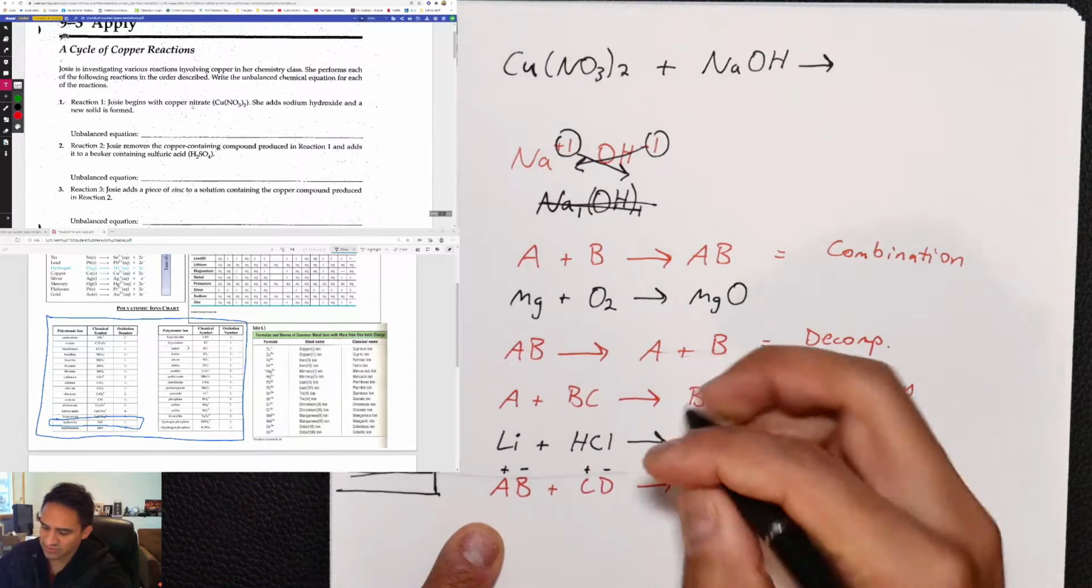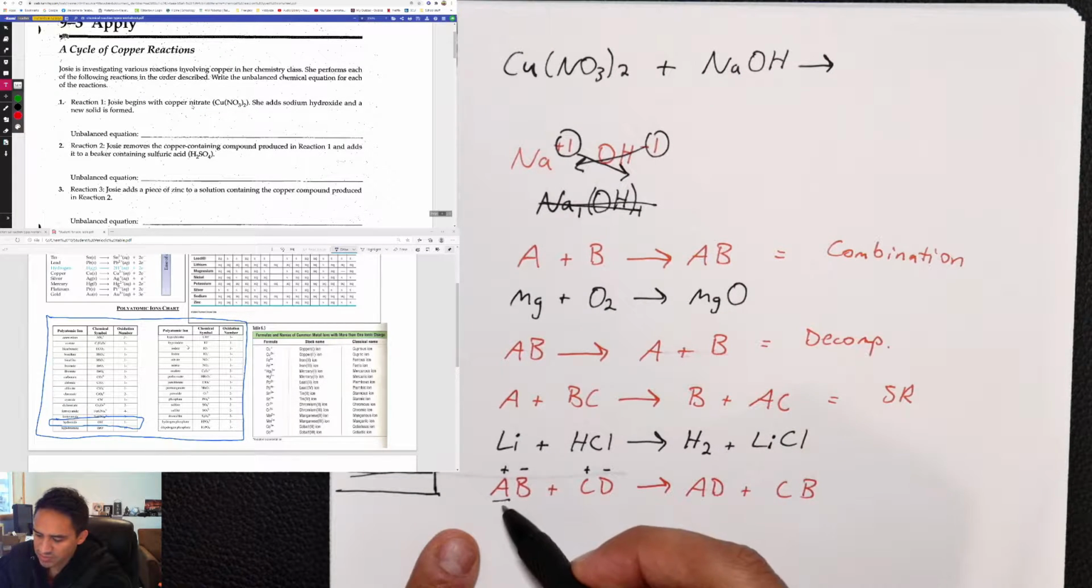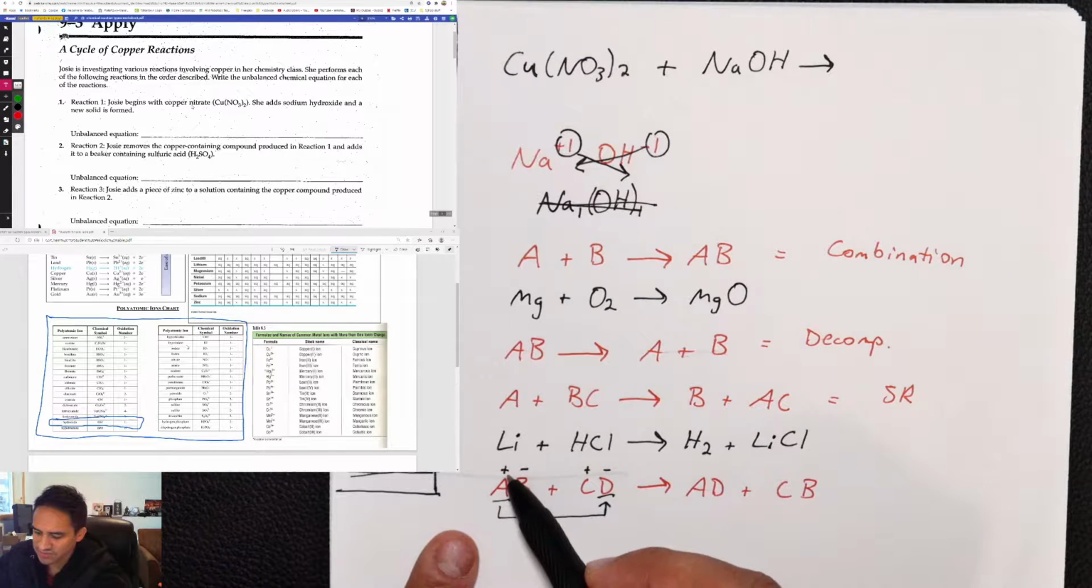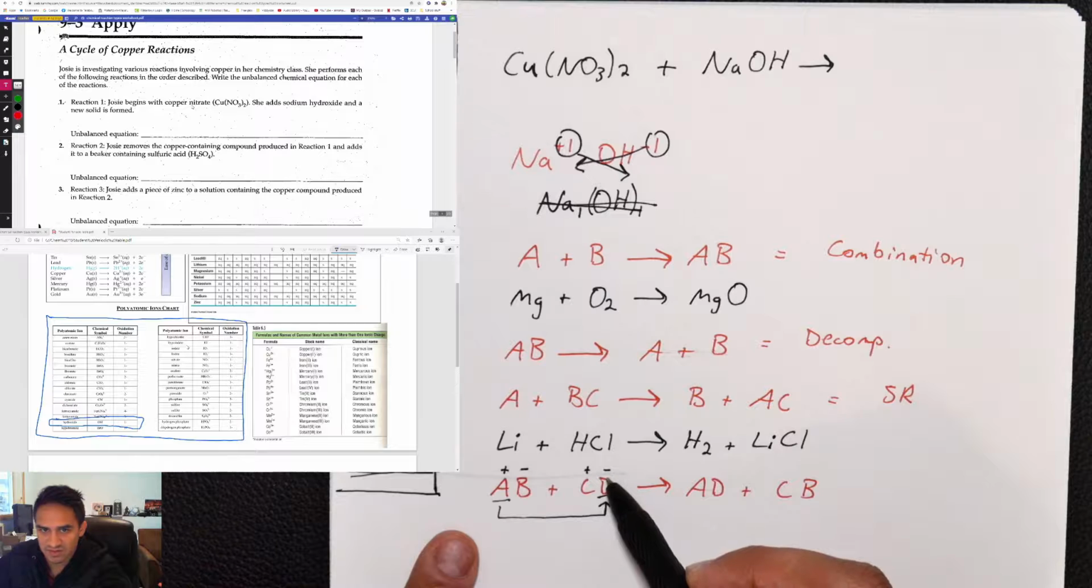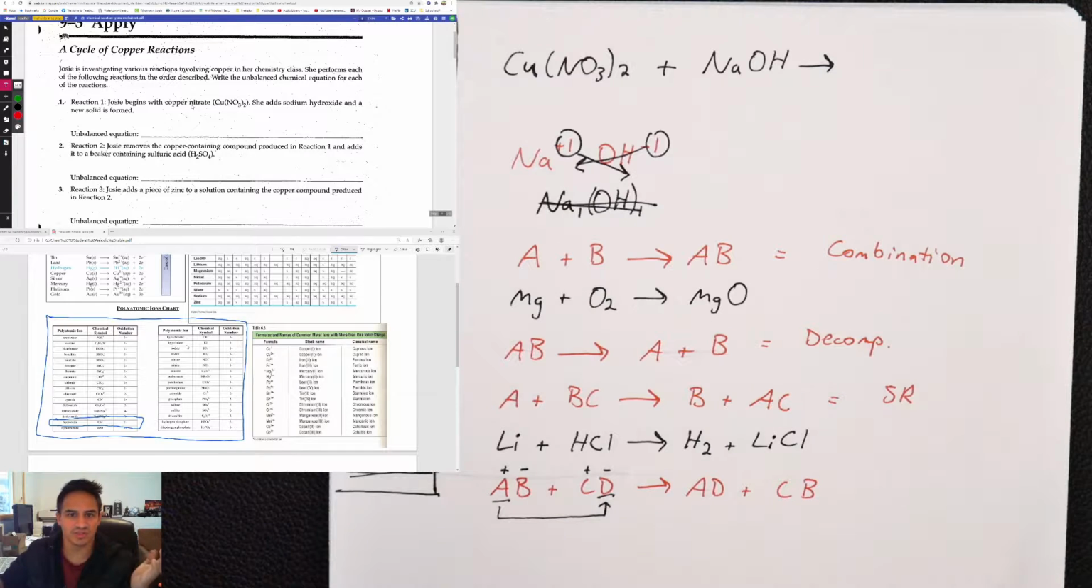Remember that in these compounds, we typically have a positive ion and a negative ion bonded together. The positive is always going to be written first in the compound. So when these things switch, A is going to be bonding up with D, because you need the positive thing to bond with the other negative thing. You can't have A bond up with C because those are both positives, and we know that similar charges don't connect with each other, right?